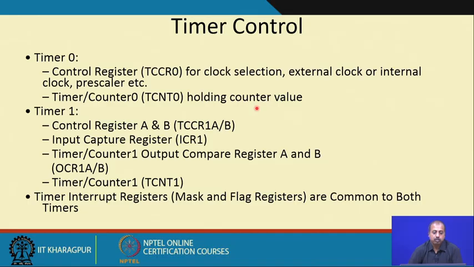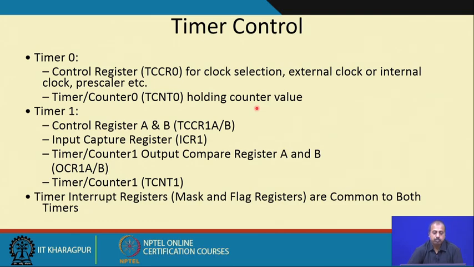Timing control. We have seen that there is a timer 0 register, there is a timer 1 register. Timer 0 has a control register TCCR 0 for clock selection, which is external clock or internal clock. Then there can be a pre-scaler, that is from which point it will start. Then timer counter 0, which will hold the counter value. These are the two registers relevant for timer 0.